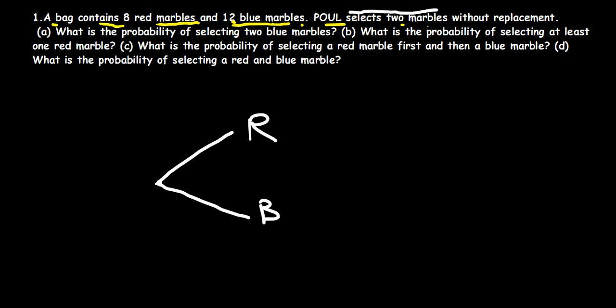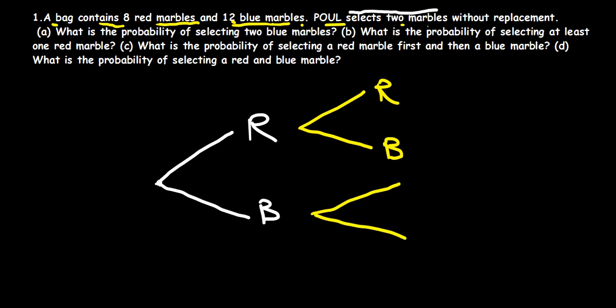Okay, so this is my first selection, and then my second selection will be from this red. I can either have another red or I can have blue. Even from this blue, if I select a second marble there, it can either be red or blue again. So now what is the probability of getting a red marble?